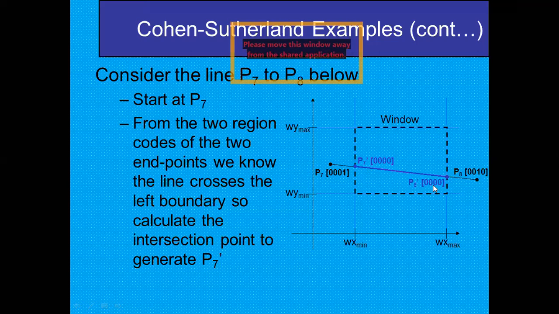Inside the window we write 0000. The endpoint's region code is 0010. From the region codes of the two endpoints, we know the line crosses the left boundary, so we calculate the intersection point P7 dash. This is the left boundary and this is the right boundary. Then we create two new intersection points, P7 dash and P8 dash.